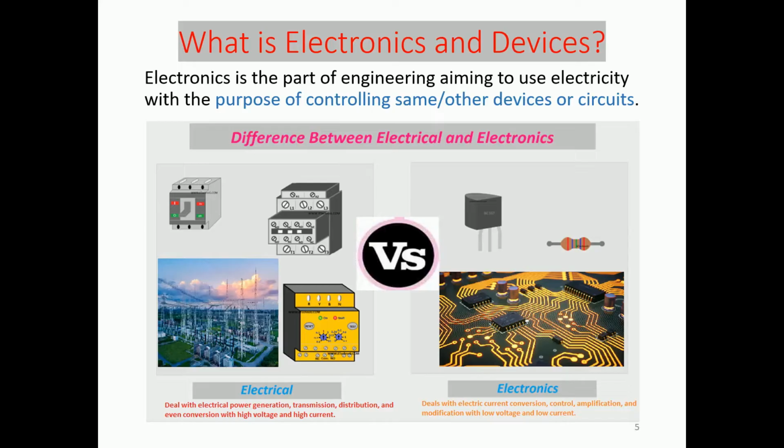So let us begin with the first important concept, and the question arises: what is electronics, what are devices, how do we compare an electric circuit with an electronic circuit. If we talk about its definition, electronics is that part of engineering that normally uses electricity, and the main purpose of this is to control the flow of electrons or to communicate with other devices or circuits. So we can simply put it this way: electronics deals with the flow of electrons.